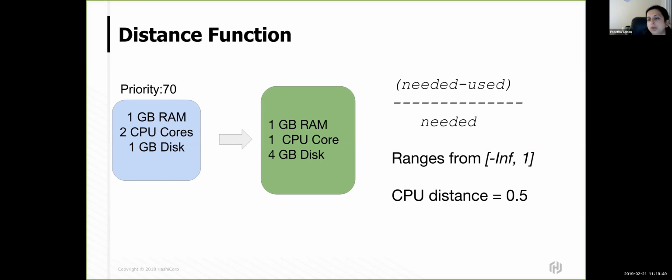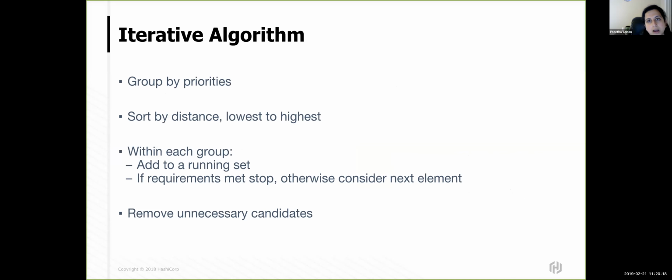So if you need 1 CPU core and by preempting this thing you get 1 CPU core, then according to this formula the distance is 0, so it's the best fit. And if you notice, if you're using more than what you need, then you're going to get a negative score with this. So this means that in our approach, supersets are somewhat penalized because one of the considerations we had was avoiding wastage.